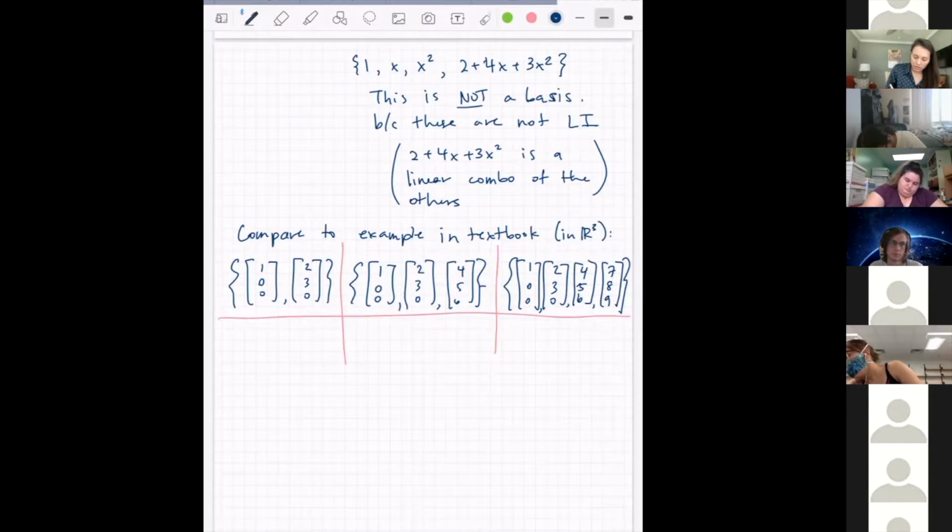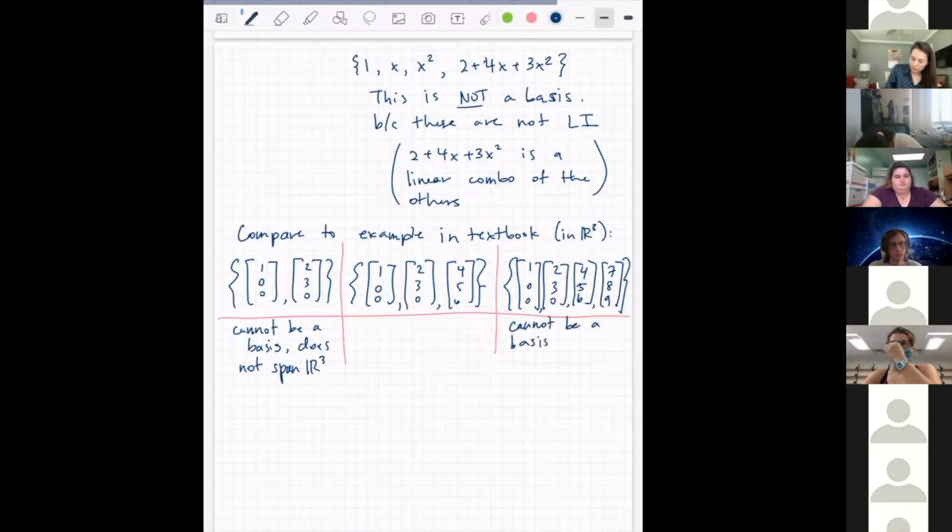This first one cannot be a basis. It doesn't span R3. And if we skip over to the last one, this cannot be a basis, and that is because these are not linearly independent.